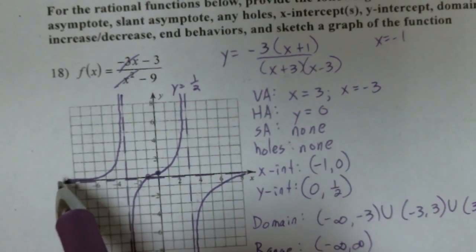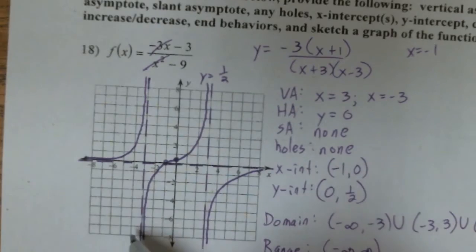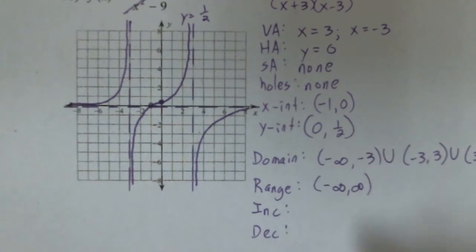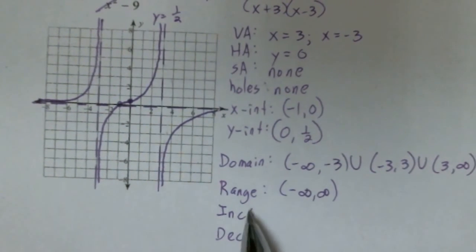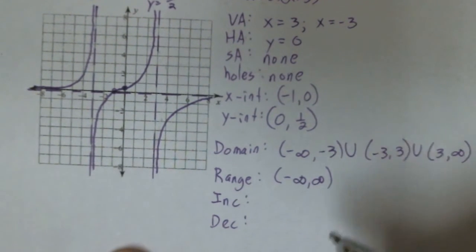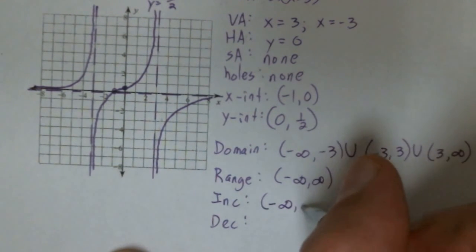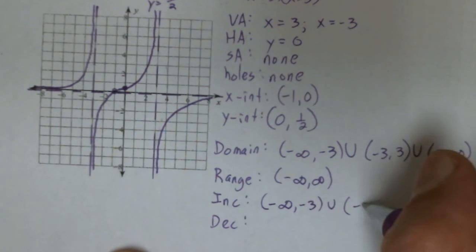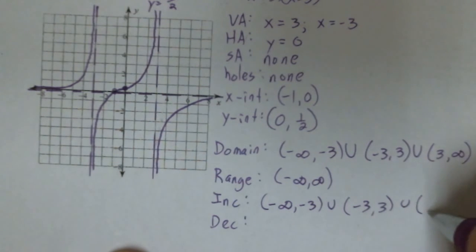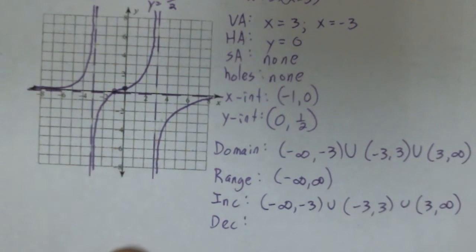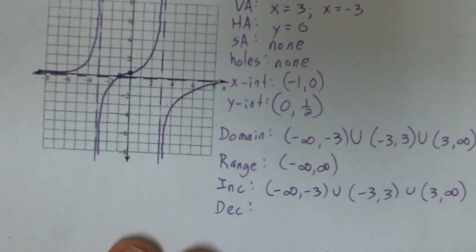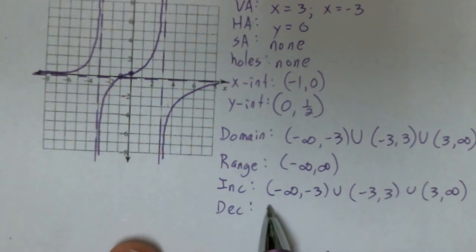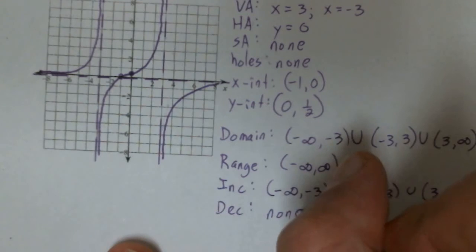So what's happening here? My company's making money, woohoo! We're making money everywhere. So our interval of increase is going to be the same exact thing as the domain. From negative infinity to negative 3, we're making money. From negative 3 to 3, we're making money. And from 3 until the end of time, we're making money. That's the kind of company I want to work for. If I'm making money everywhere, where am I losing money? Nowhere. I have no interval of decrease.